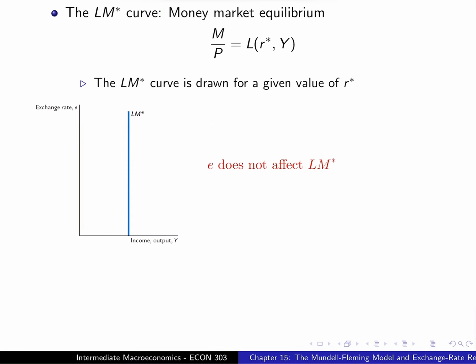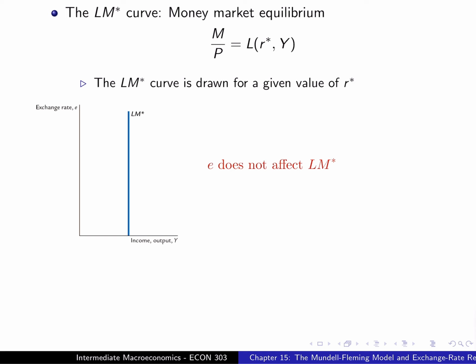Now let's look at the LM star curve, which represents money market equilibrium in a small open economy. The equation is M over P equals liquidity, a function of R star, and Y. The LM star curve is drawn for a given value of R star. That means the interest rate is fixed, and the LM star curve becomes a vertical line.